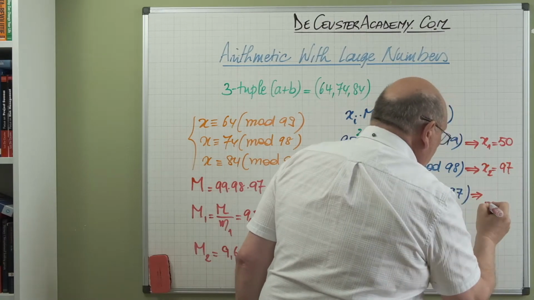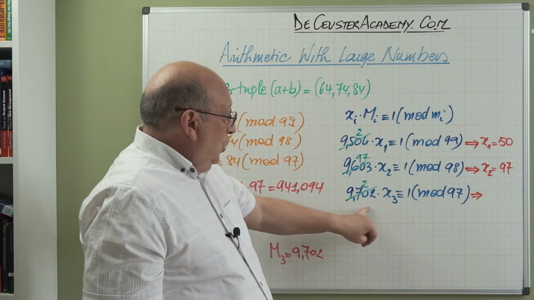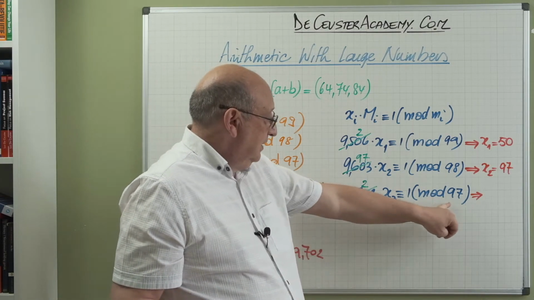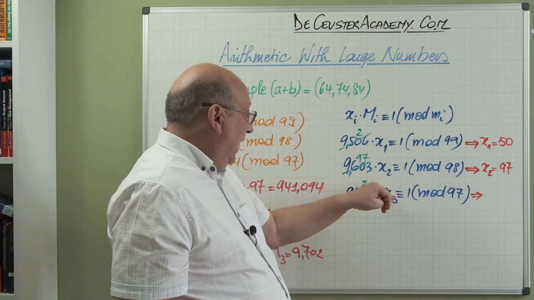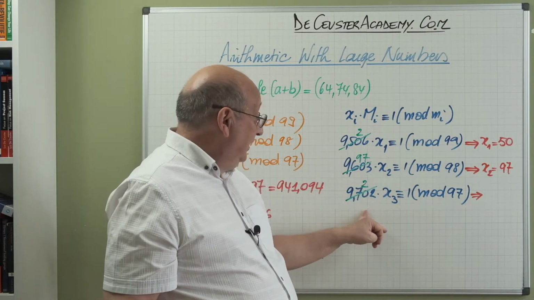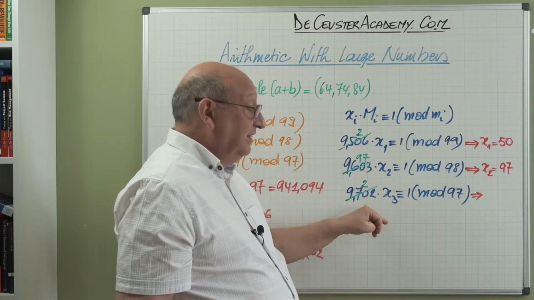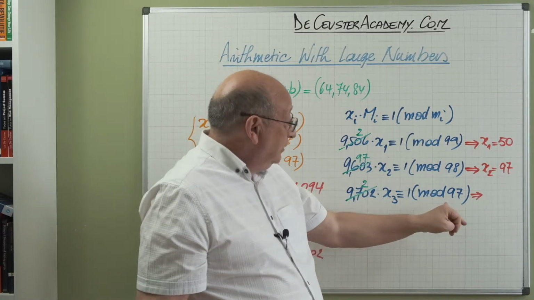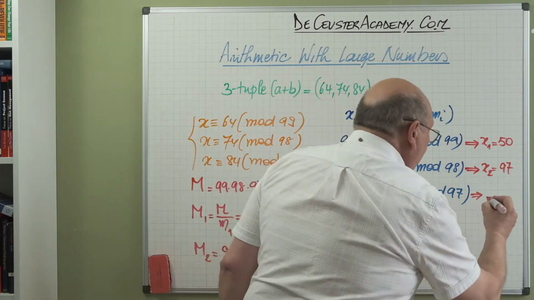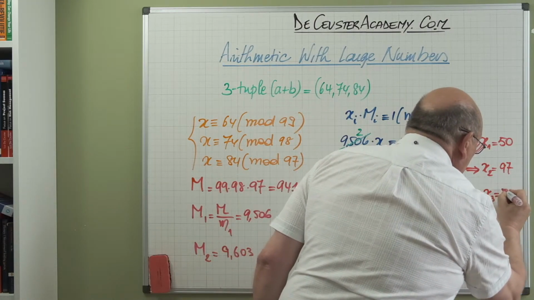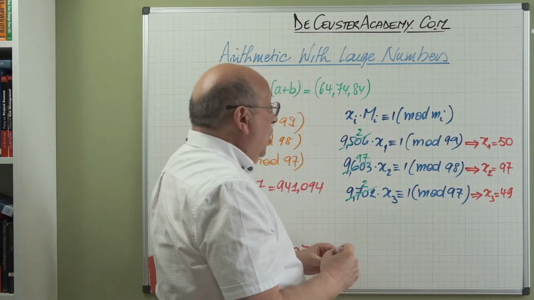And we can do the same for the last one. 2 times x3 modulus 97. Well, when we look at 2 times 49, 2 times 49 is 98. 98 modulus 97 is 1. So we have x3 is 49.